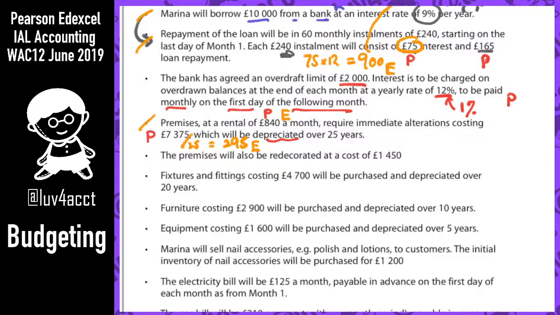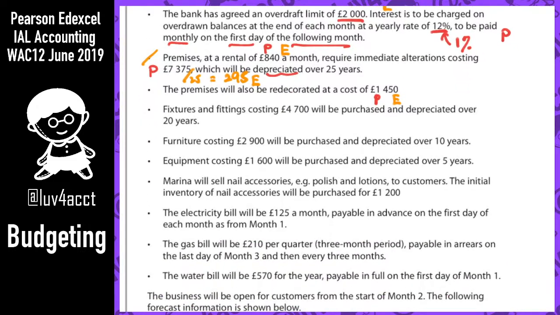Next item, premises will also be redecorated at a cost of 1450. So we pay for the redecoration, and this is also an expense. Okay, it is a one-off expense. Okay, 1450 redecoration, a revenue expenditure, so it goes into our expenses. Okay, next one.